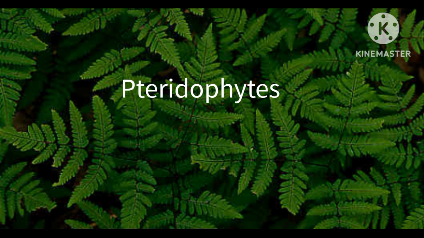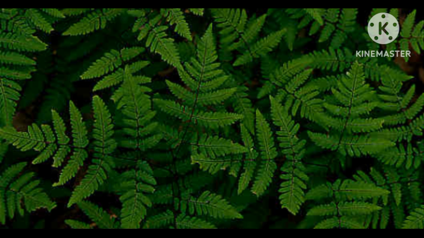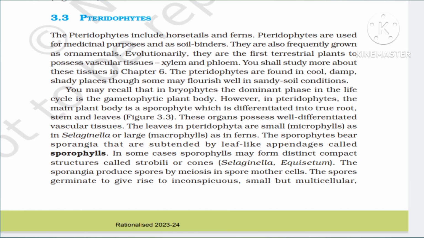Today we will discuss all the topics of pteridophytes, their general characteristics, reproduction, with their examples. The pteridophytes include horsetails and ferns. Horsetails and ferns are the examples of pteridophytes. Pteridophytes are used for medicinal purposes and as soil binders. They are also frequently grown as ornamentals.